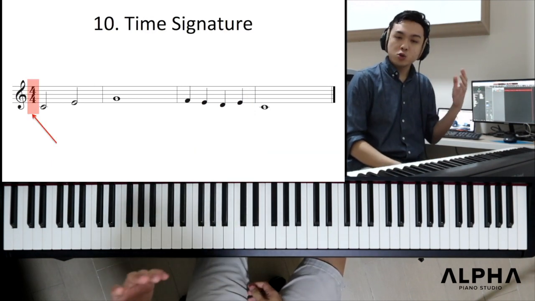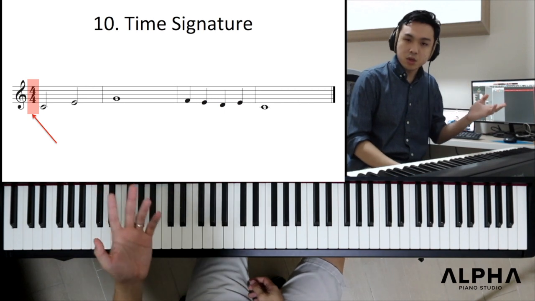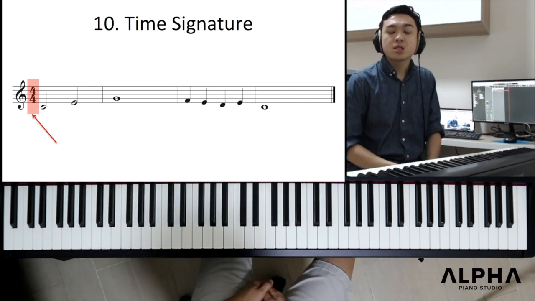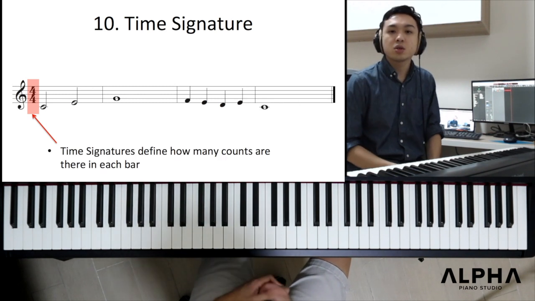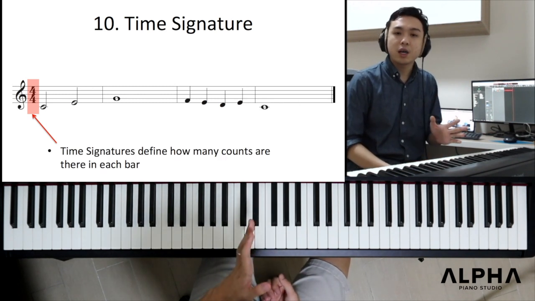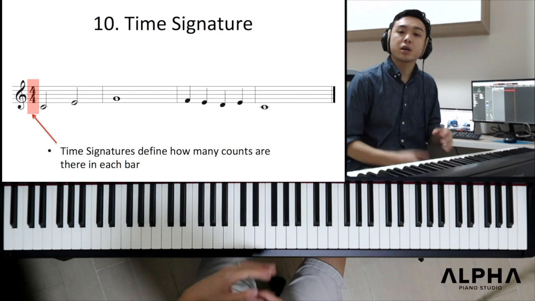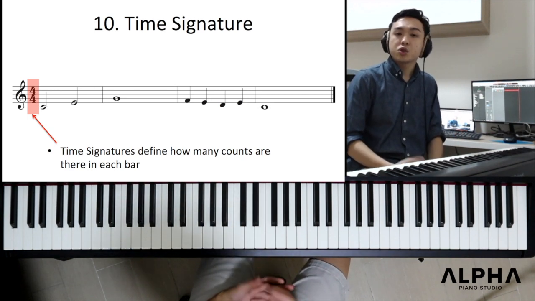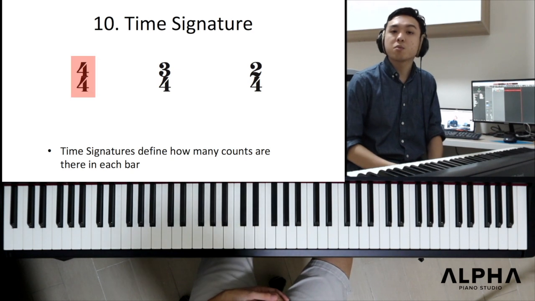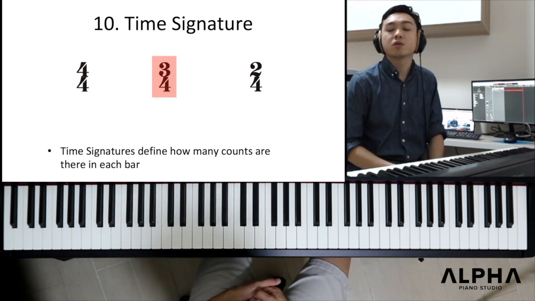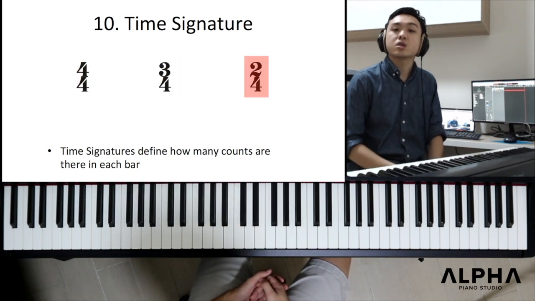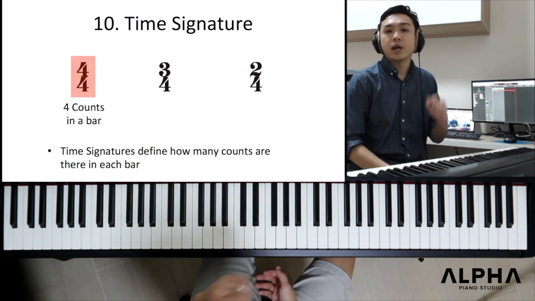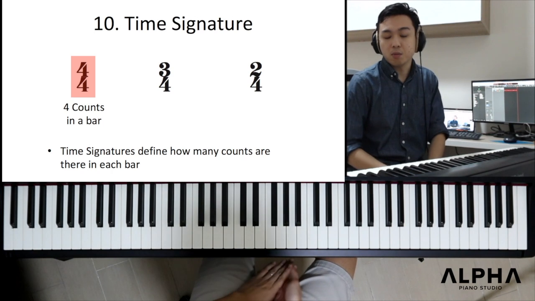Some of you may also have noticed this set of numbers in front of the score. So what do they mean? These are time signatures. These time signatures define how many counts there are in a bar. As a beginner, you should know 3 different time signatures. One of them is 4-4, one of them is 3-4, and the next is 2-4. So 4-4 just means that there are 4 counts in the bar.